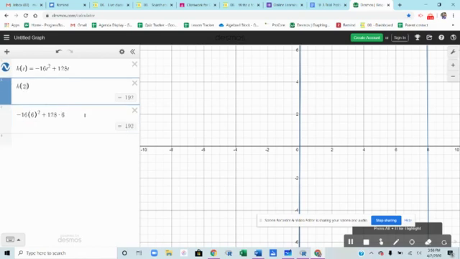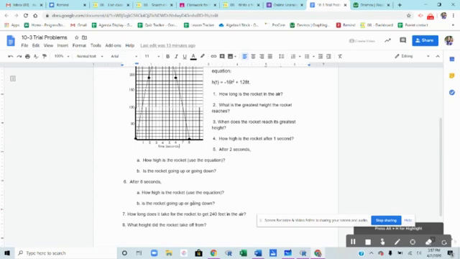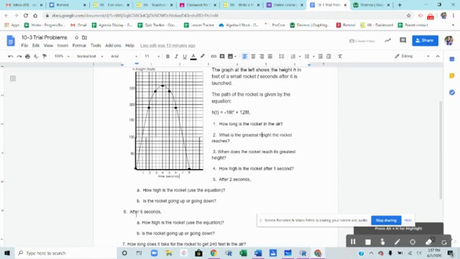If it didn't say we need to use the equation, we can just change this h of 2 to h of 6 and get 192. So after 6 seconds, it is also at 192 feet. Now it asks, is the rocket going up or going down at 6 seconds? If we look from 5 to 6 to 7, we see that the rocket is going down. It's traveling towards the ground now.